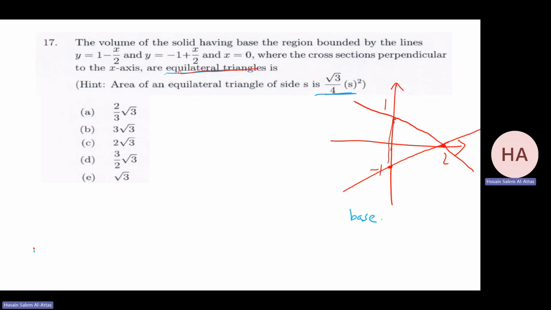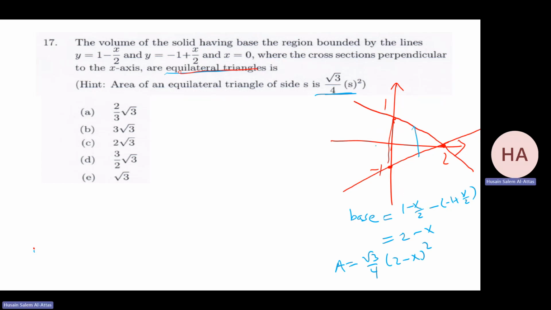What will be the base? The base will be this, which is the upper line, 1 minus x over 2, minus 1 plus x over 2. That gives me what? 1 minus 1, that is 2, minus x over 2 minus x over 2, 2 minus x. And the area will be what? Square root 3 over 4, the base squared. That will be the area.